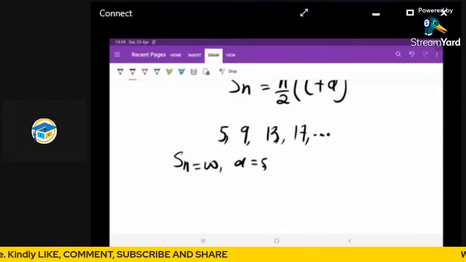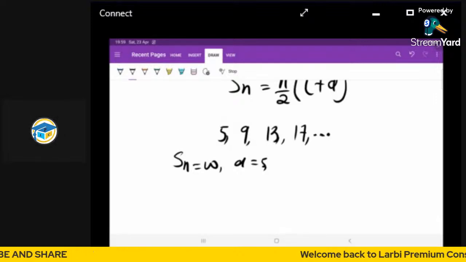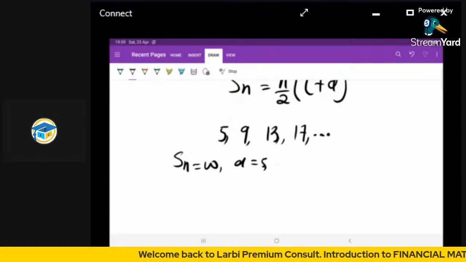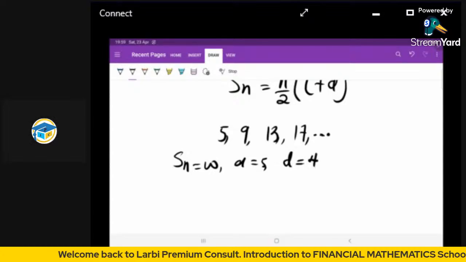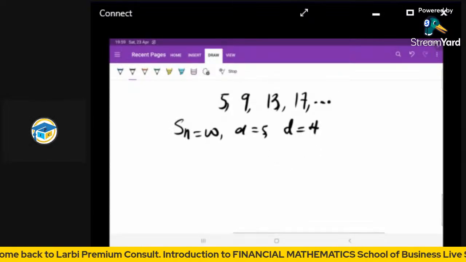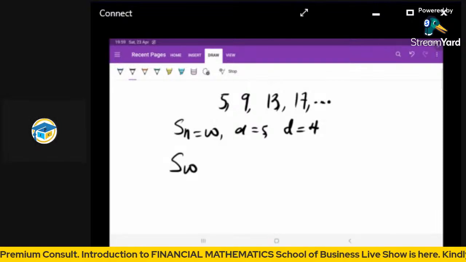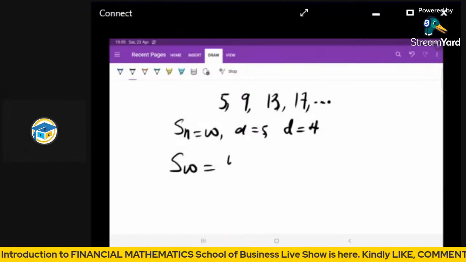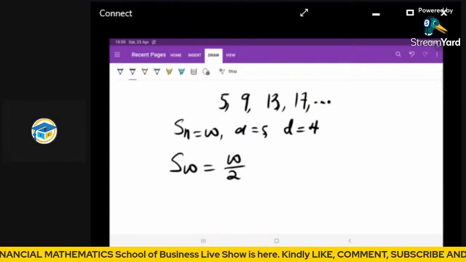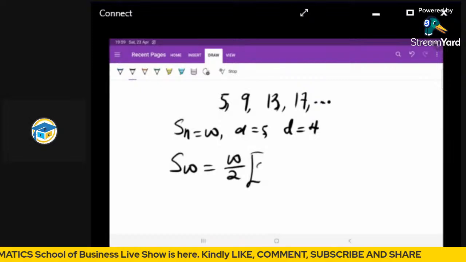And then the difference from 5 to 9 is 4. Likewise, from 9 to 13 gives us the same 4. So we can say that d is 4. Is that okay? So straight away, S10 is going to give us 10 over 2, based on the first formula. Is that okay? Multiplying twice.